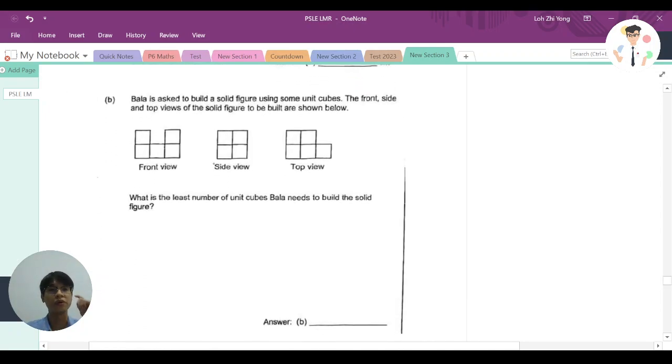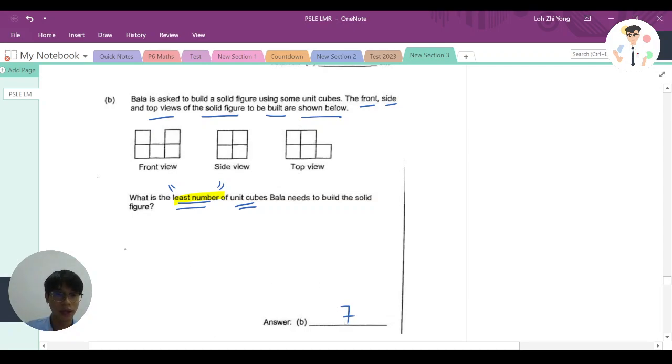Bala is asked to build a solid figure using some unit cubes. The front, the side, and the top views of the solid figure to be built are shown below. What is the least number of unit cubes Bala needs to build the solid figure? This question is kind of tricky because they're giving you the front, side, and top views, and you basically imagine based on that, and it must be the least number. You require some thinking, and the answer after you think about it should be 7.